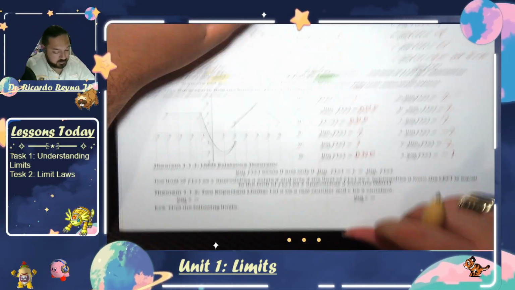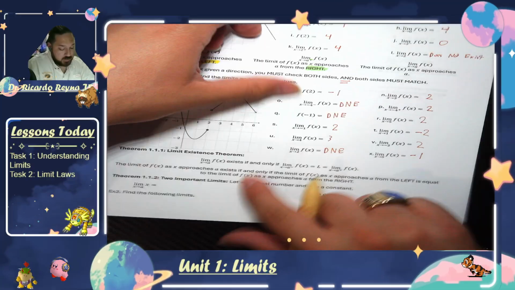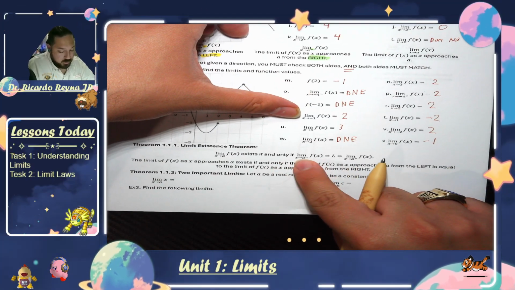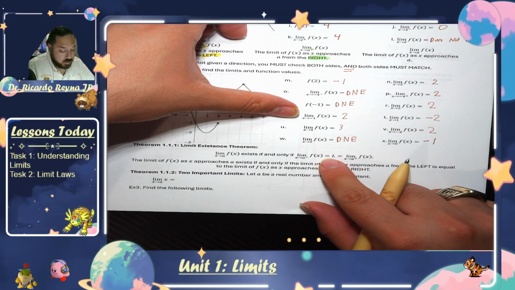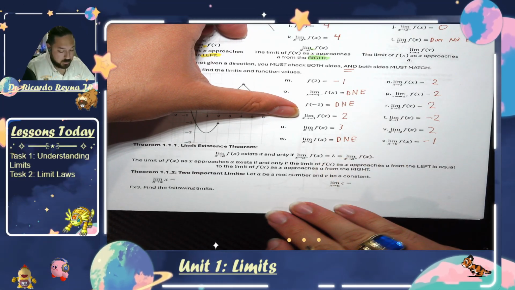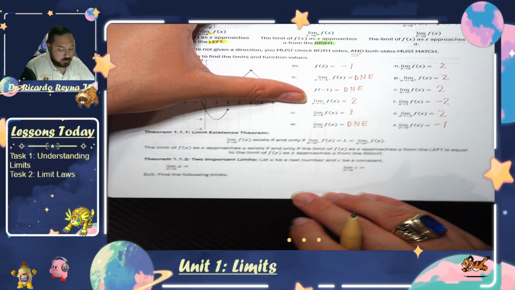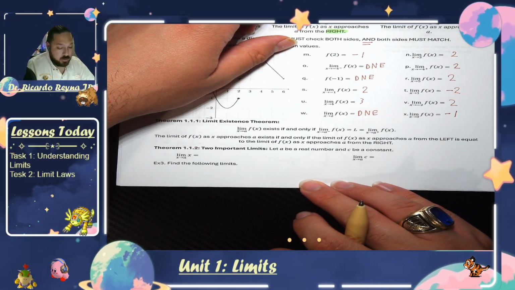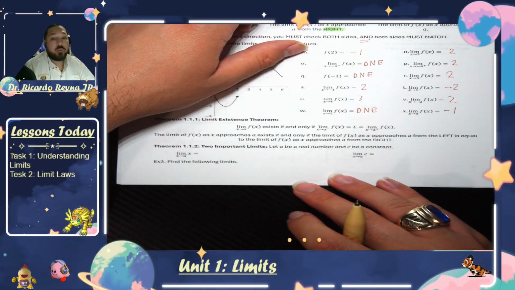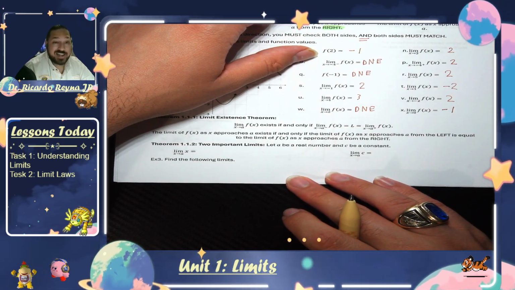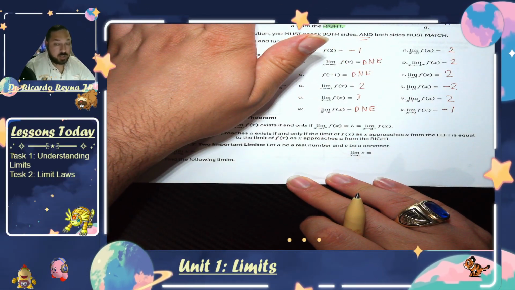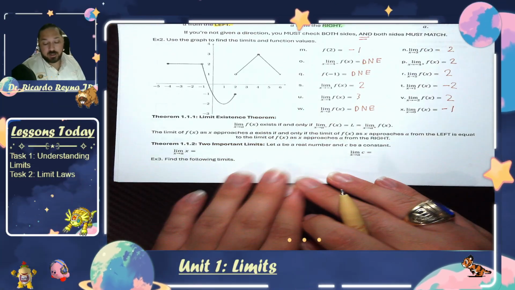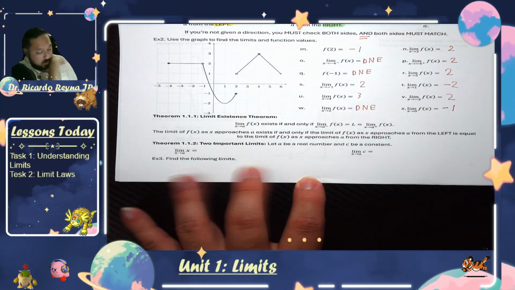So the limit existence theorem: a limit exists if and only if the left-hand side of that limit and the right-hand side of that limit are equal. Okay? So keep that in mind. Now, we're going to jump into the realm where we approach these limits analytically, looking at their equation. So no more pictures. This is going to be that increase of difficulty.